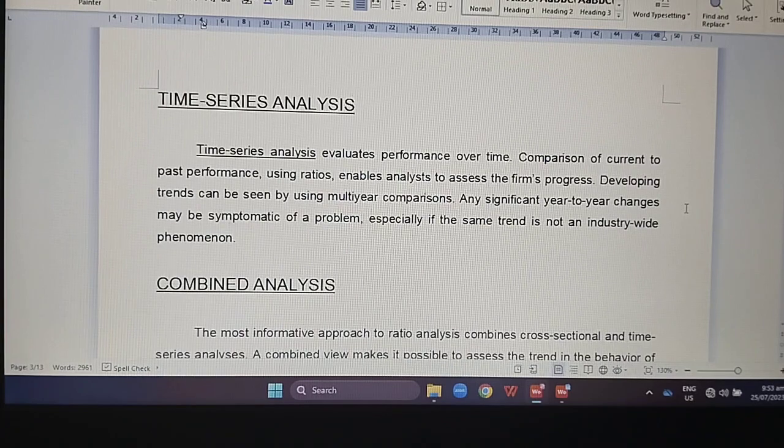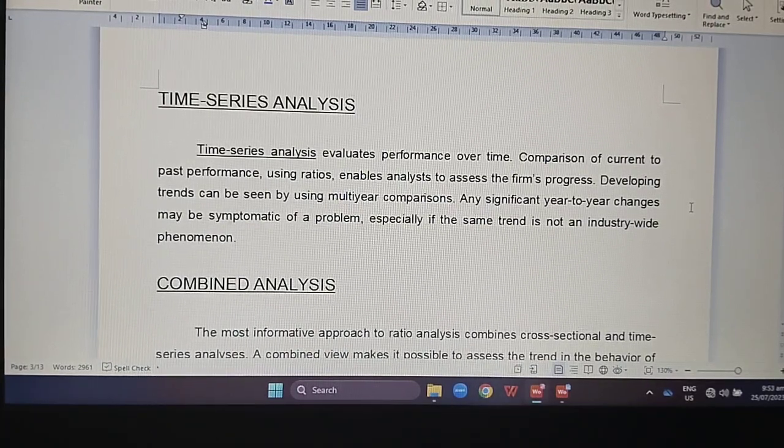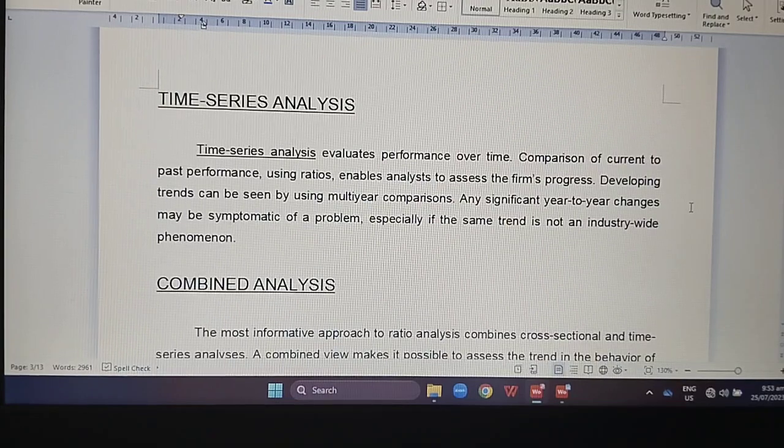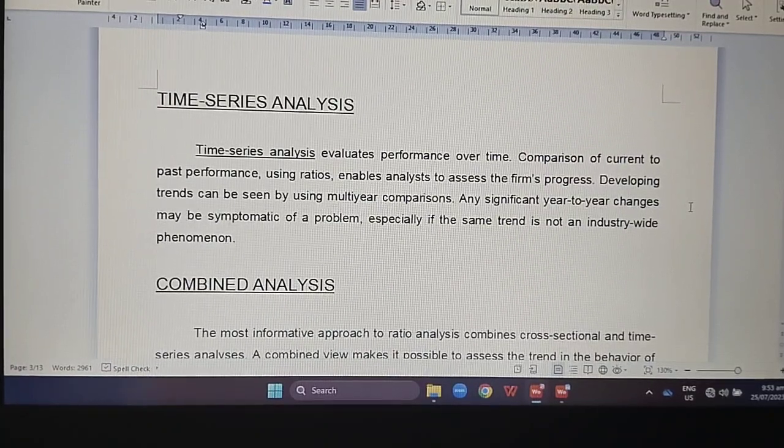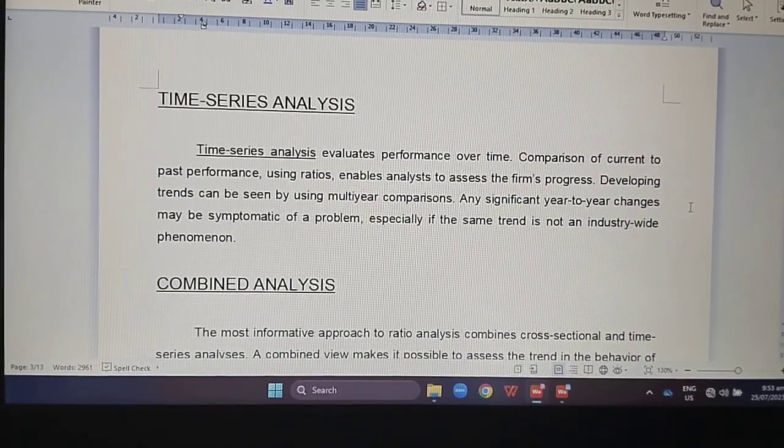The second is yung time series analysis. Time series analysis evaluates performance over time. So, comparisons of current to past performance using ratios enable analysts to assess the firm's progress. So, kumbaga, tinitingnan natin yung trend. Developing trends can be seen by using multi-year comparison. Kasi, makikita mo yung financial performance through trends. So, meron na tayong tinatawag, di ba, yung trend analysis.